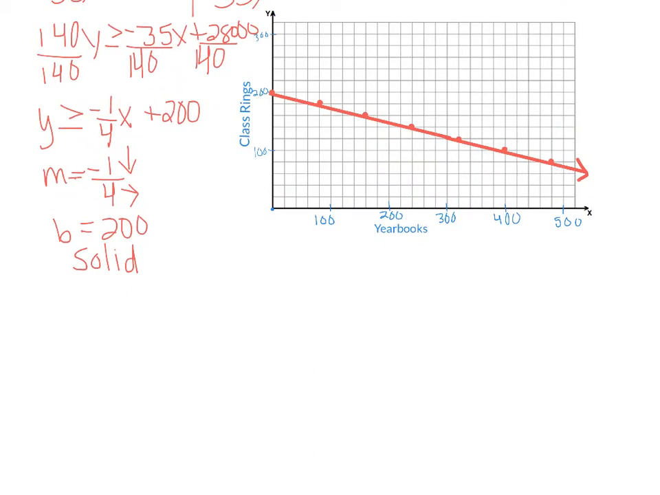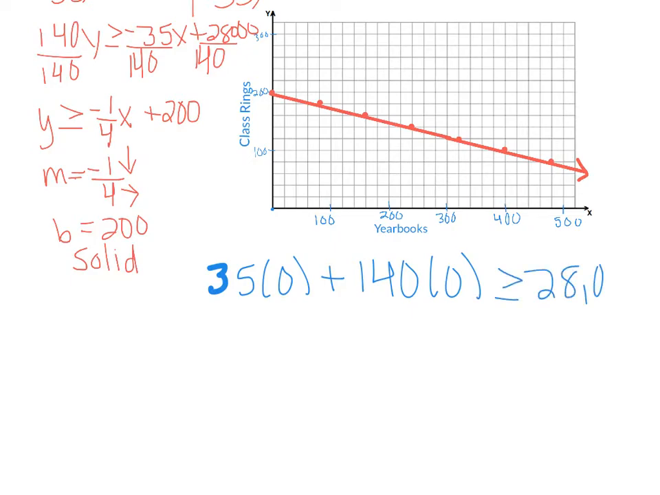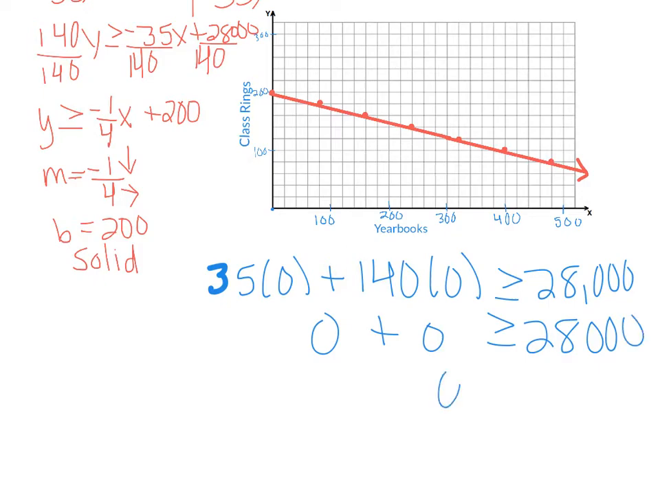Our inequality is 35 times 0 plus 140 times 0 is greater than or equal to 28,000. Well, I know this is 0 plus 0 greater than or equal to 28,000. 0 is definitely not greater than 28,000, which tells me that I'm shading up.